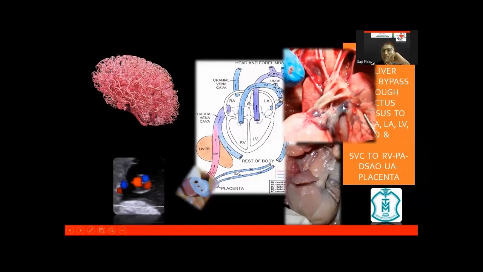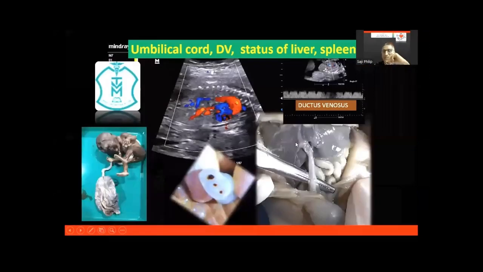And this is the left upper pulmonary vein, left lower pulmonary vein. Clearly I am showing even the left anterior descending coronary artery.